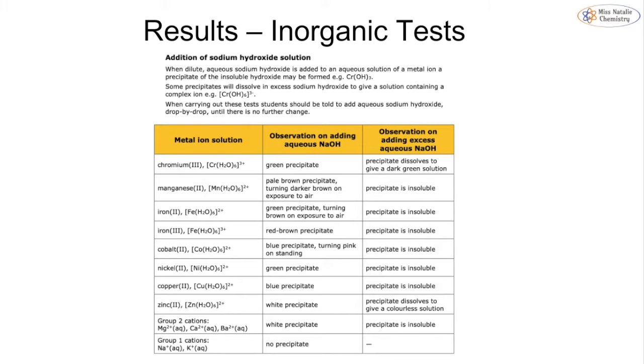We can also look for transition metals, about what happens when we add sodium hydroxide solutions. So we know that we're going to get precipitates forming, but when we add excess, then sometimes we will see either the precipitate dissolving, like we see for chromium and for zinc, or the precipitate will stay and remain insoluble, and that would be for each of the other metals shown in the video.